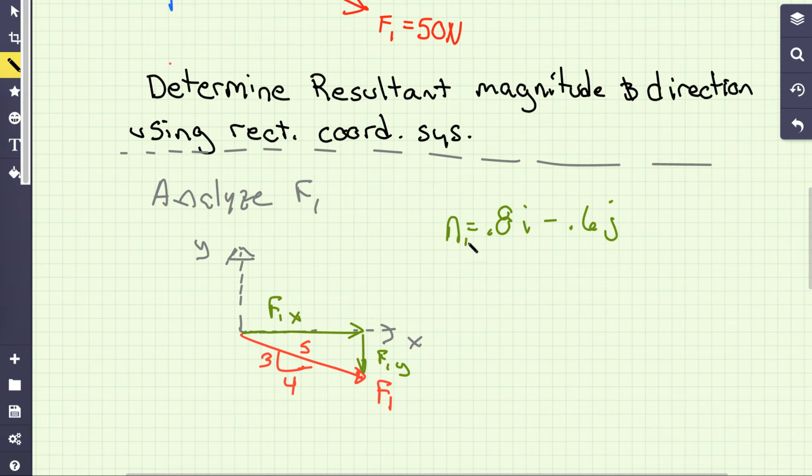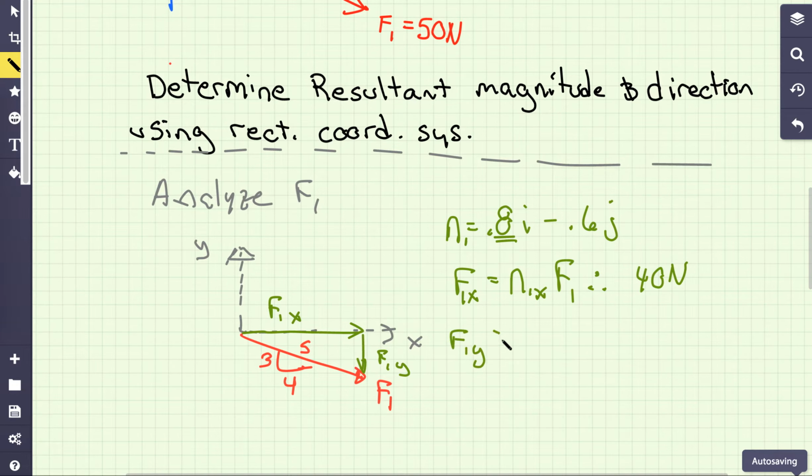Let's look at it this way. F1x is equal to N1x, which is this guy, times F1. In this case, it would be 40 newtons. We can also do the same thing with F1y. N1y, which is what we saw here, times F1, and therefore we get negative 30 newtons.